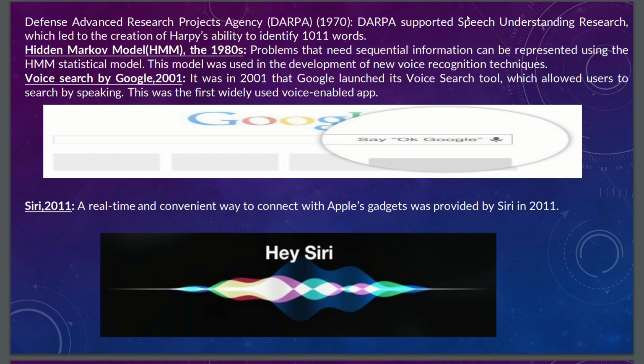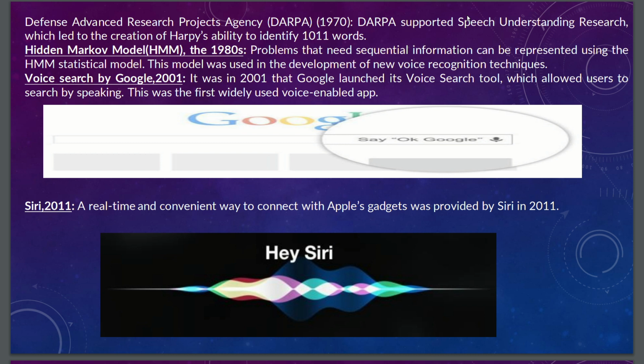And finally, in 2001, voice search by Google. This was the revolutionary thing done by Google in 2001 when it launched its voice search tool, which allowed users to search by speaking. Most of you guys have observed the mic symbol when you go to the search bar in Google. That is what is meant by voice search in Google. So this was the first widely used voice enabled app.